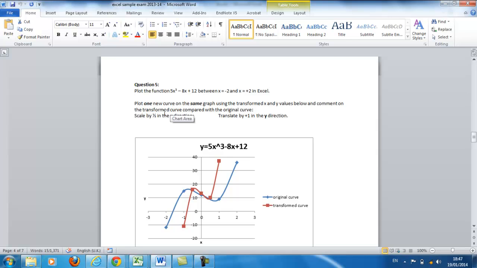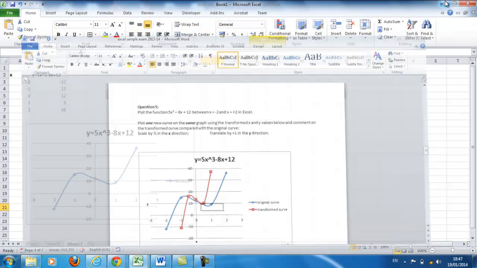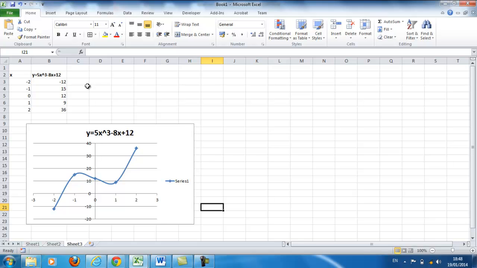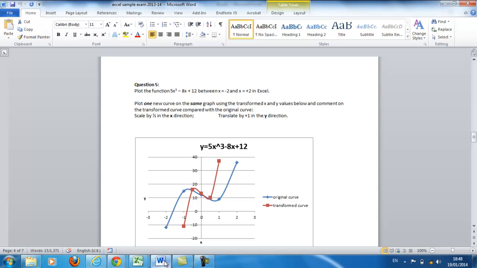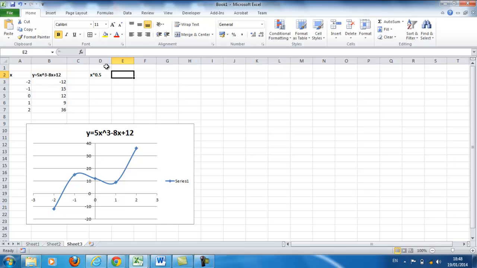Now, to create our second lot of values, we go to the second part of the question, and we're asked to transform, to scale our x values by a half. Now what this means is that we multiply each x value by the value a half. So again, to label this accordingly, 0.5. Just divide by 2 also. And in the second case, we're asked to translate by 1 in the y direction. So it's y plus 1.